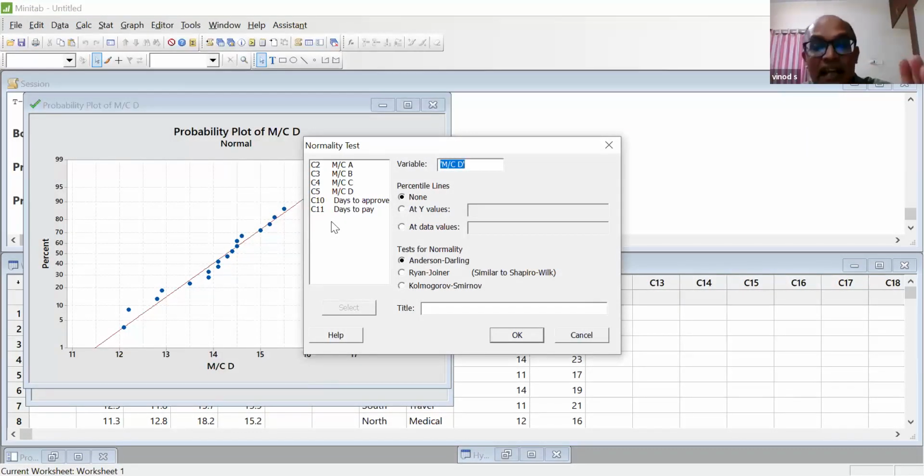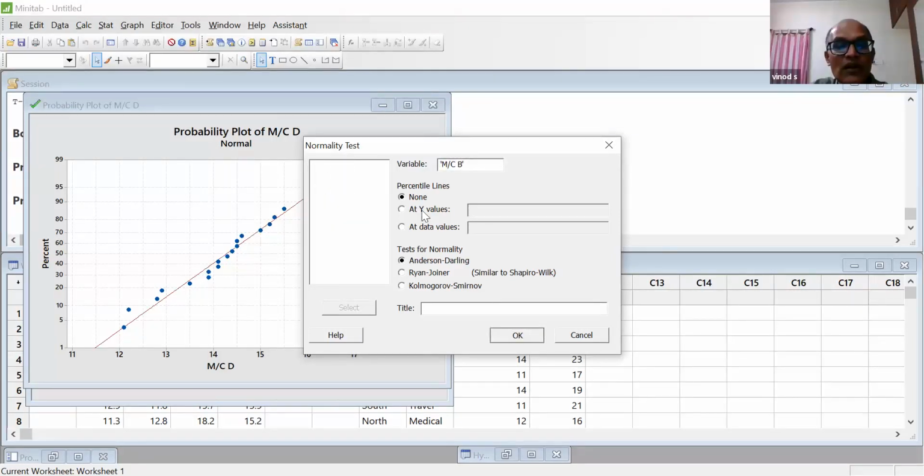We are checking at 95% confidence interval and 5% is your risk region, right? So the alpha is 5%. We are testing for a p-value below 0.05 only, right? So always remember it is not 0.5, it is 0.05. That means 5%, correct? Then that one is not normal. So we will do machine B also.